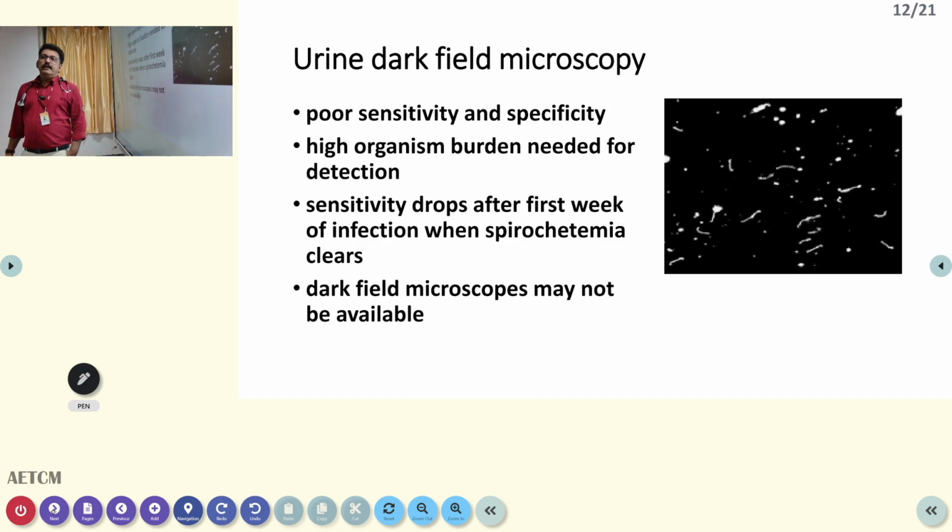Now, dark field microscopy, we have already seen, can be done in primary settings. You can get a good result if you do it with a fresh sample, and if you do not use a fresh sample, then the yield will be very poor. The clinical expertise and the fresh sample determine the sensitivity and specificity of this investigation. So this can be utilized in a primary or secondary care center. It may not be very useful in a tertiary care center where other, better investigations are available.